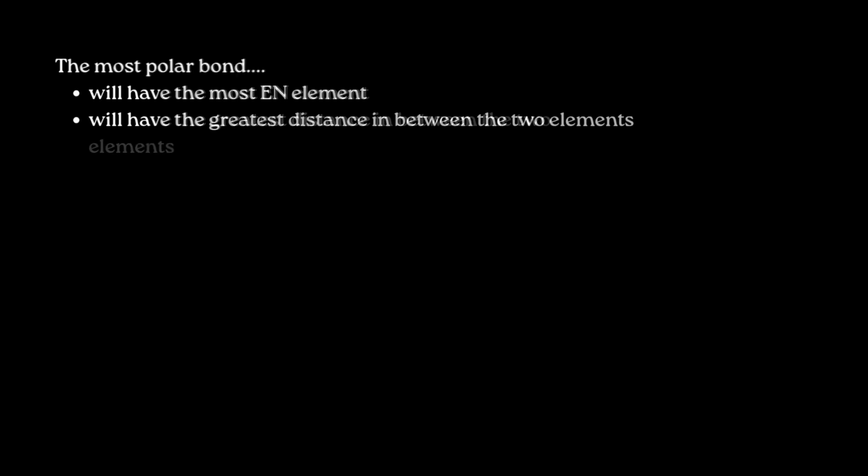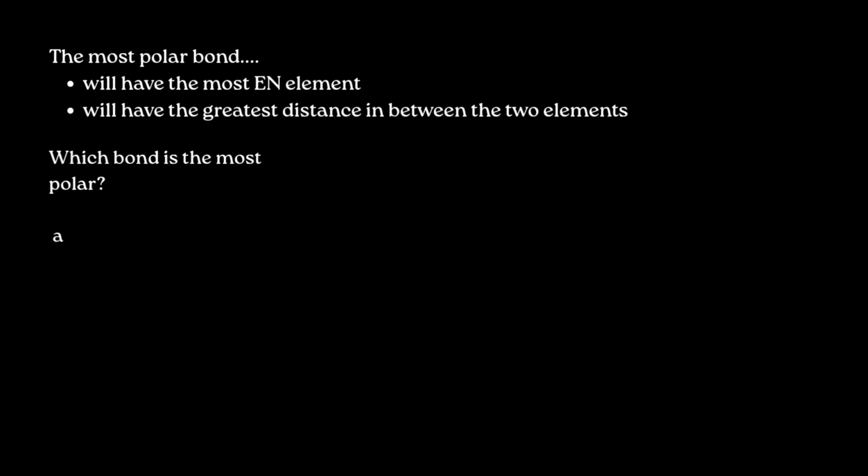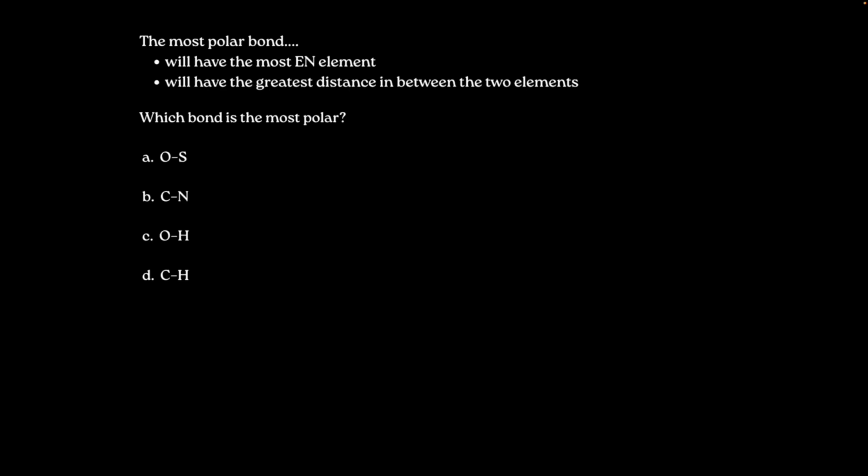To determine the most polar bond without electronegativity values, we will see which bond has the most electronegative element and which two elements have the greatest distance between each other on the periodic table. In this example, we are going to look at how to find the most polar bond based on these two rules. Let's first find the most electronegative elements on the periodic table.